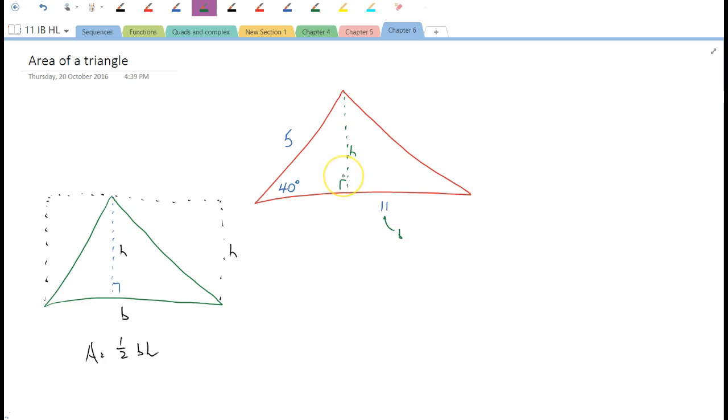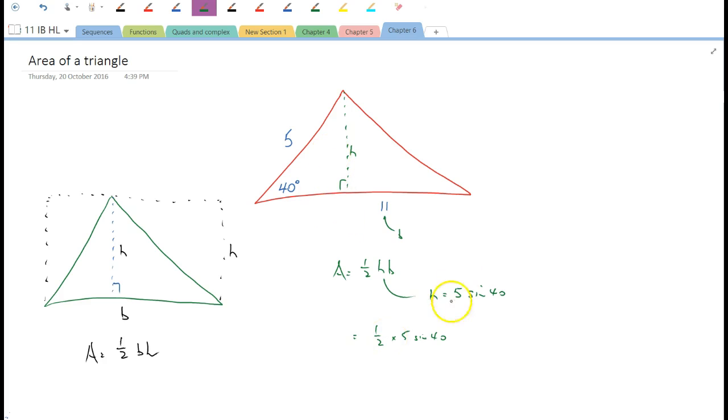Remember, your height of the triangle has to be perpendicular to the base. So there's my height. Okay, and I can start with a half h times b, but I don't have h. I can work it out though, because h will be equal to 5 sine 40, will it not? Given that sine 40 equals h over 5. So h equals 5 sine 40. So I'm going to get it by taking a half by 5 sine 40, and that'll give me my area.